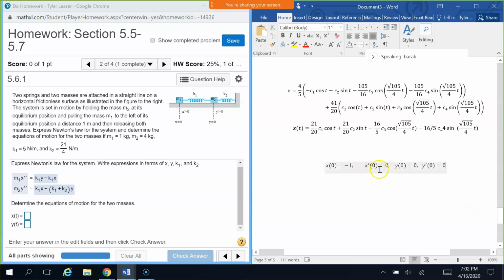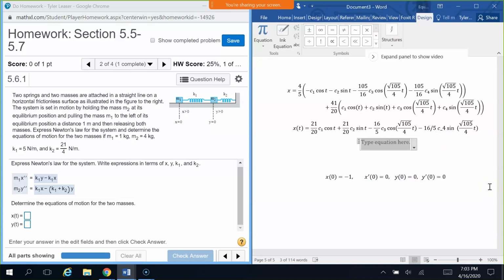Unfortunately, we're going to have to take another derivative of x. All right, one last derivative. I'm gonna die.